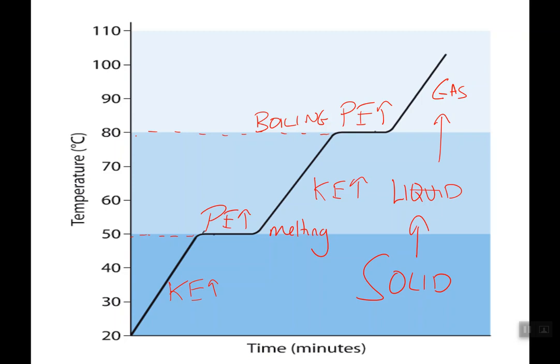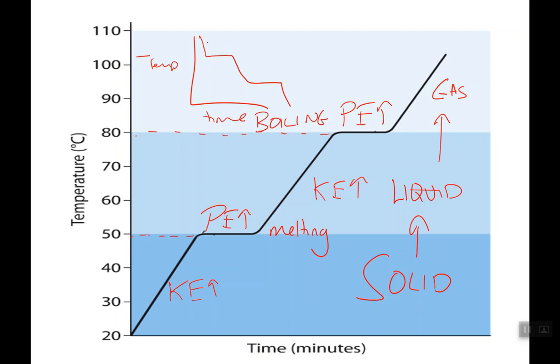So now we need to look at what happens if you cool a substance. When you cool a substance, you'll get a very similar graph, but this time it just follows the opposite of that. So you can see the change of state here, that's temperature and that's time.